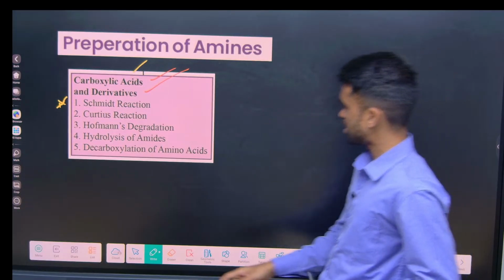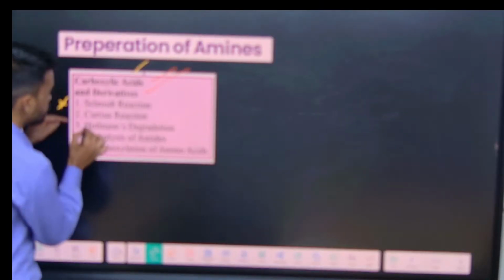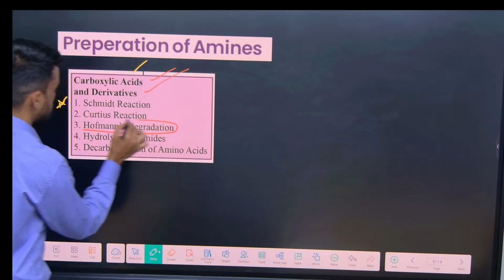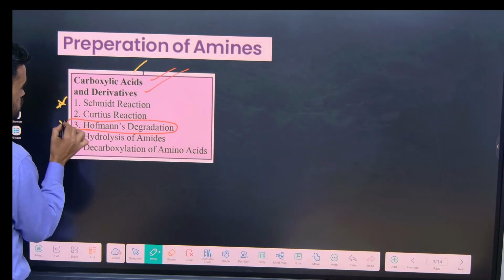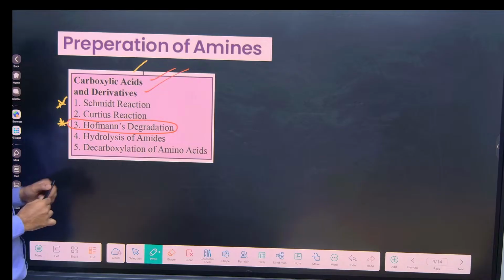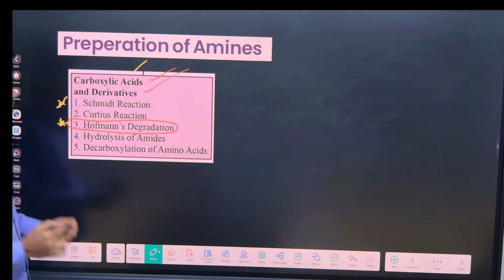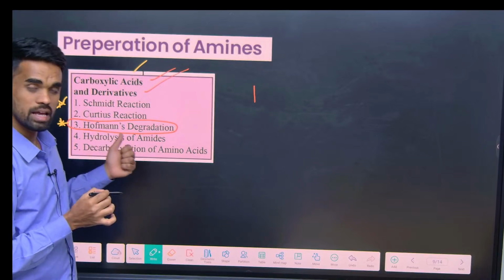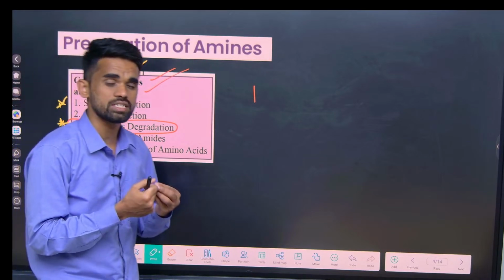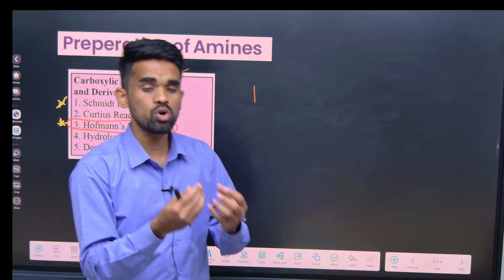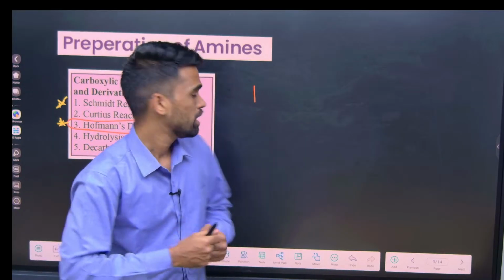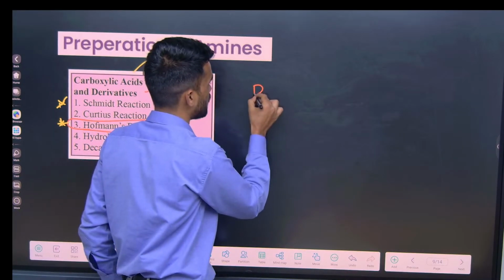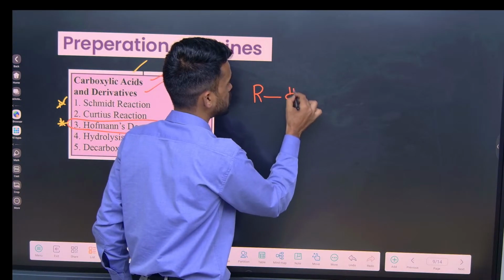First and important one here is Hoffman's degradation. This is one of the very important reactions. Hoffman's degradation is also called Hoffman's bromamide degradation. So it means we are taking amides.